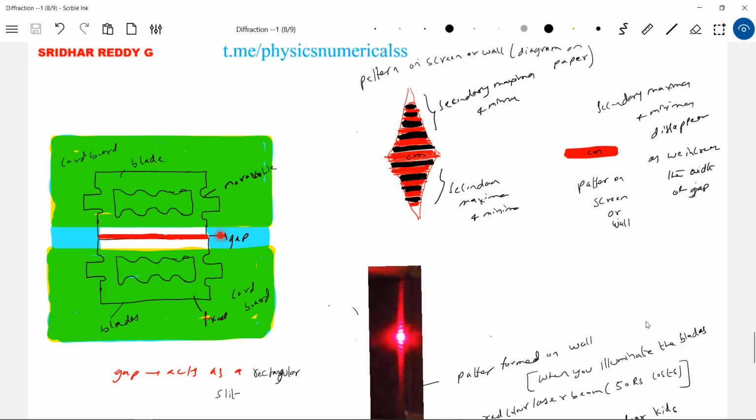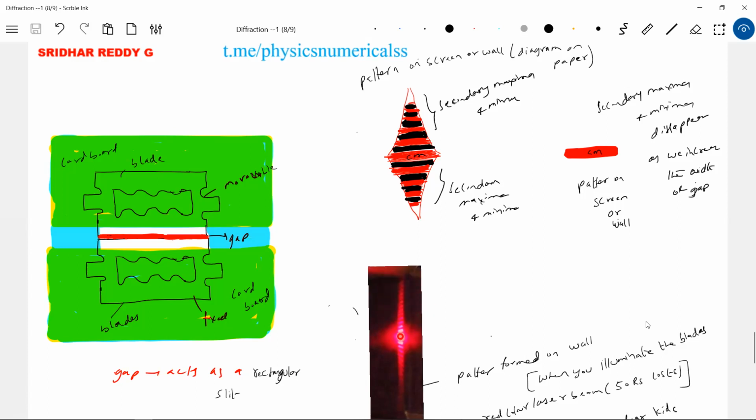It is better to go into a pitch dark room. Take a cardboard, something fixed like this. Let this be the gap, the small narrow gap you produce between these two blades. Then let the laser beam focus exactly at this particular gap, and make an observation of the pattern on the wall.